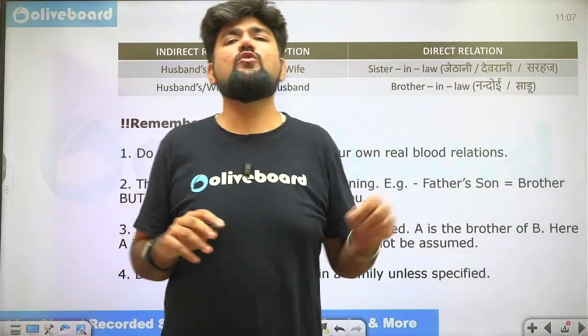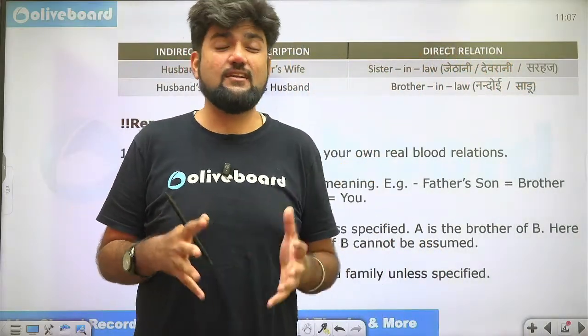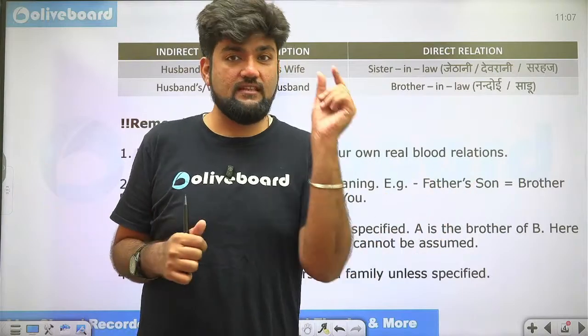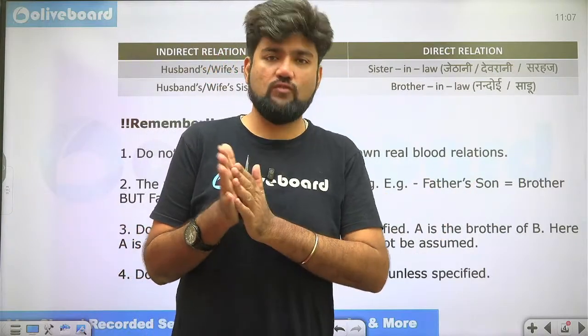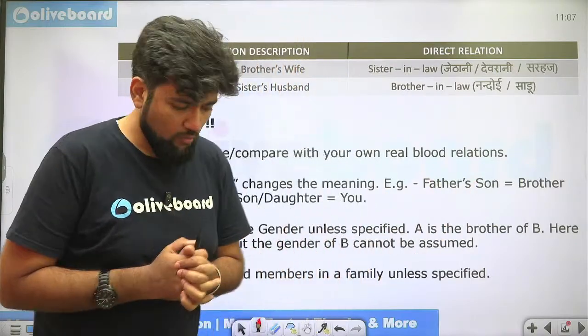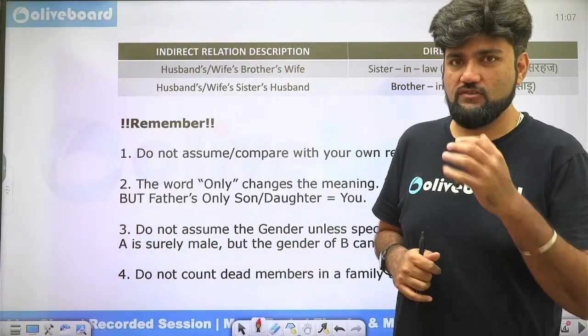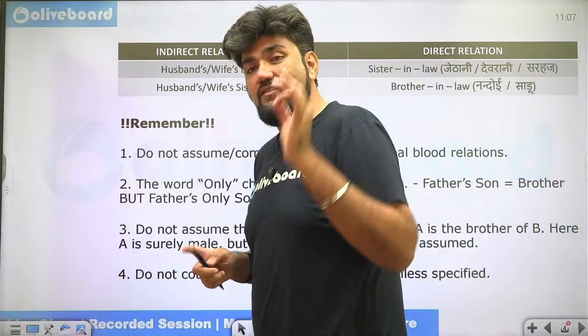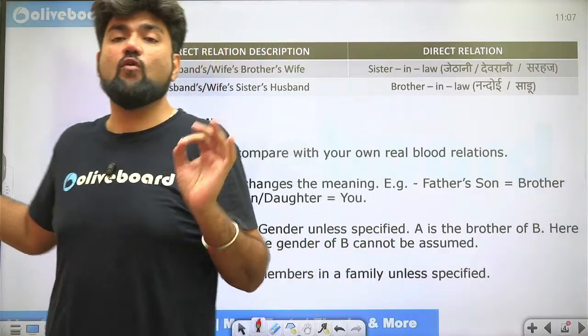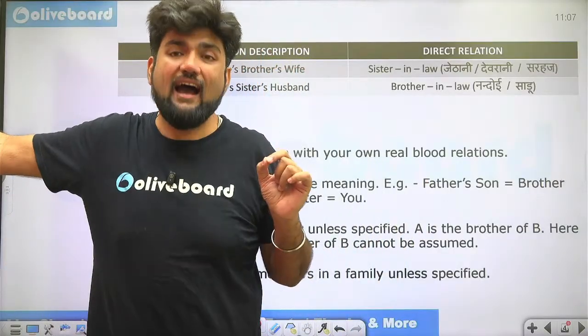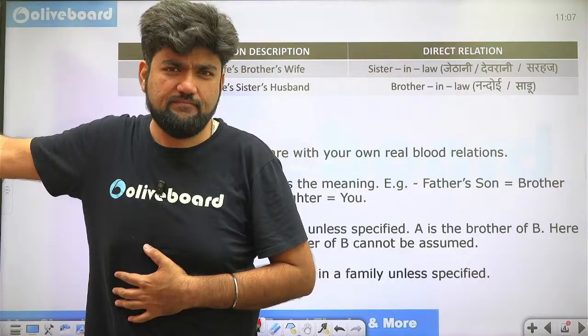This is just for you, as a reference, to understand that these are the relationships which exist, and these are the single names, direct names for those relationships, right? Now, before we start the concept, I need to let you know some do's and don'ts of blood relations, okay? So you need to specifically remember these points because these are the focus points which are going to decide how you will maneuver through the questions.